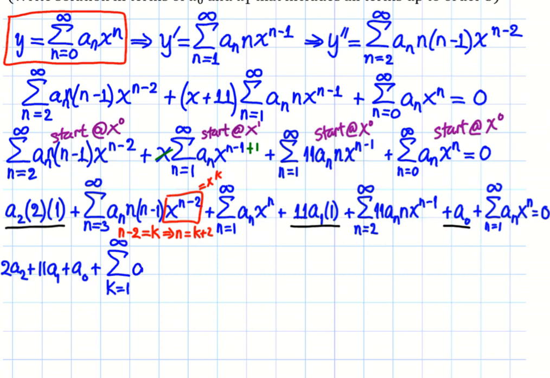Remember, n is equal to k plus 2. So we have k plus 2 here. k plus 2 minus 1 is k plus 1. And the power will be x to the k power. The next summation, this should be easy because all we need to do is replace n with k. So we just say k equal to 1 to infinity, a sub k, x to the k.